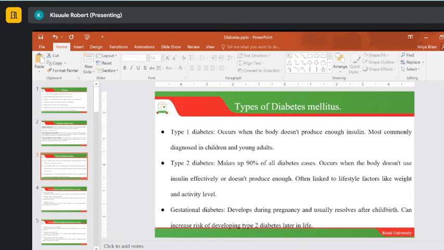Here we are looking at another form which we call gestational diabetes. As you could hear from the name, this develops during pregnancy and usually resolves after childbirth, and this one can increase the risk of developing type 2 diabetes later on in life if caution is not taken. All right.